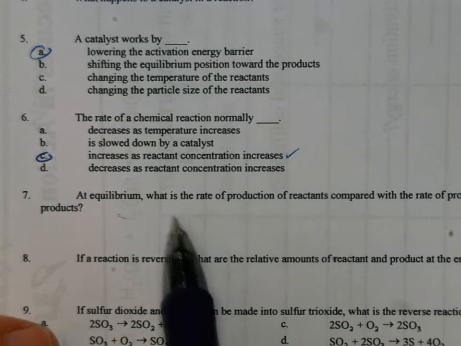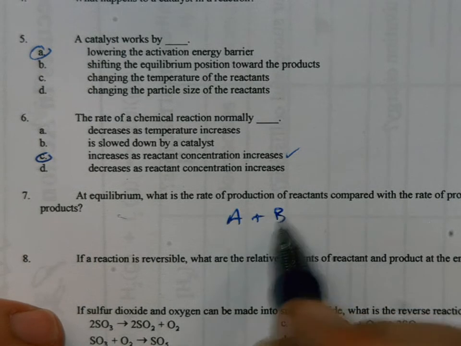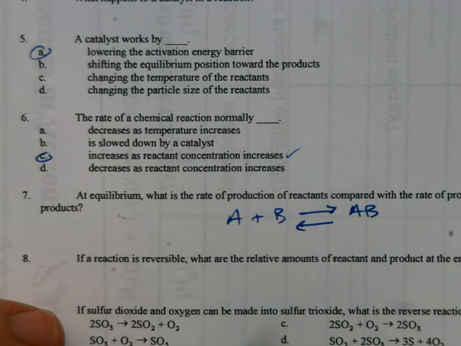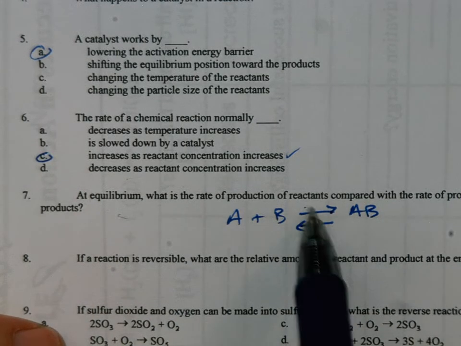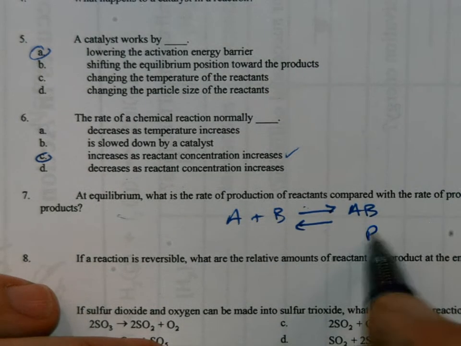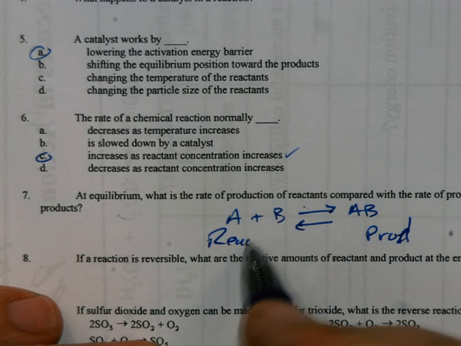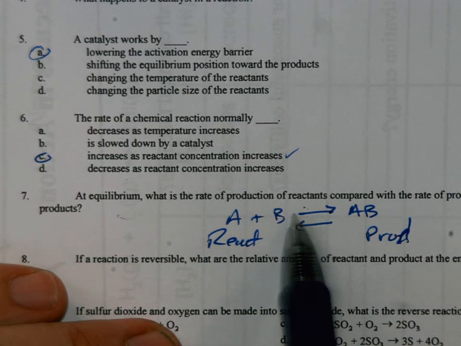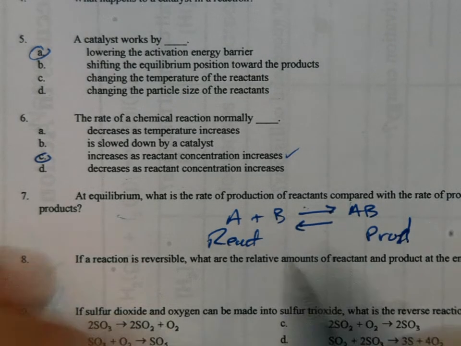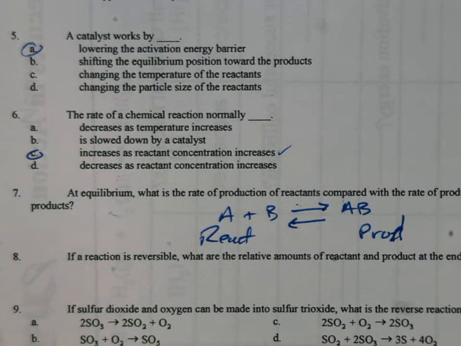Number 7, at equilibrium, what is the rate of production of the reactants? A plus B forms compound AB, and we're in equilibrium, so they go back and forth. So what is the rate of production of the reactants compared with the rate of production of the products? Well, these are our products, and these are our reactants. At equilibrium, the rate of formation of the products equals the rate of formation of the reactants. At equilibrium, they're the same. That's why it's equilibrium. And it stays there unless we tweak it somehow.